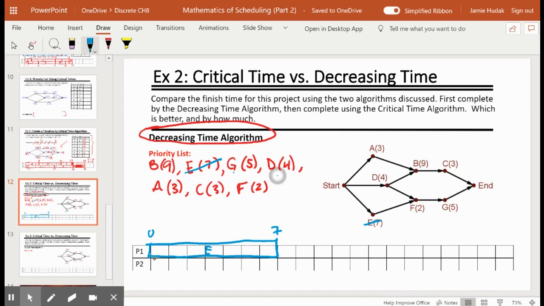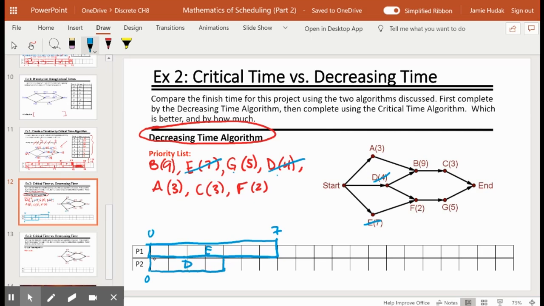Can we schedule D right away? Yes, it's connected to start. We're going to put D on the project timeline for the second worker. It is 4 units of time. 1, 2, 3, 4. Put a D in there. That's been scheduled. We go back to the beginning.